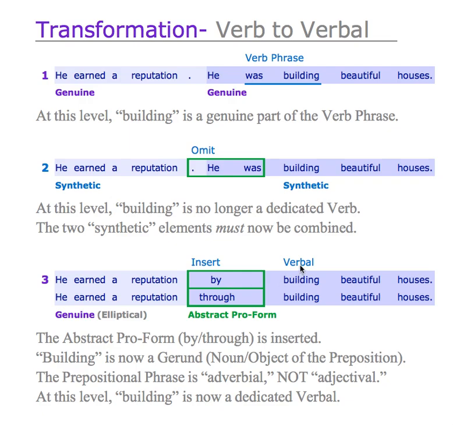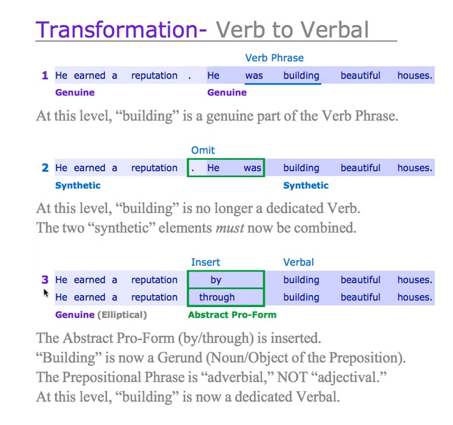You see? He earned a reputation by building beautiful houses. Or you could say he earned a reputation through building beautiful houses. But now, at this level, you have a genuine clause here. It can stand by itself. But there's a flavor, an element of elliptical in here because we did omission. All right, we took the liberty of omitting words. Now the mind does this at a speed that's probably faster than the speed of light.